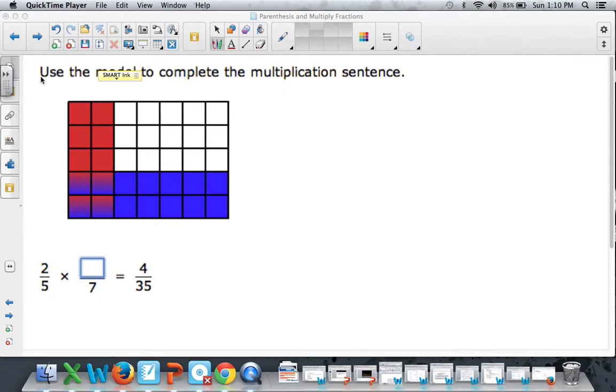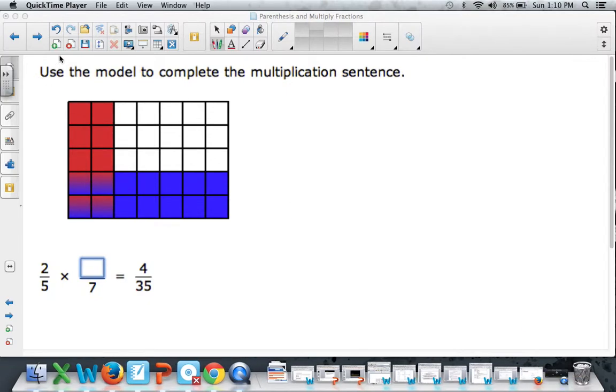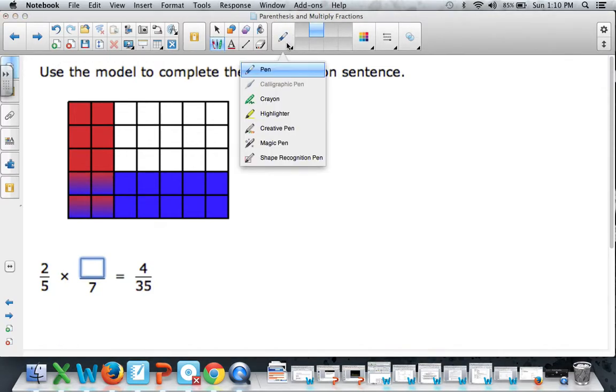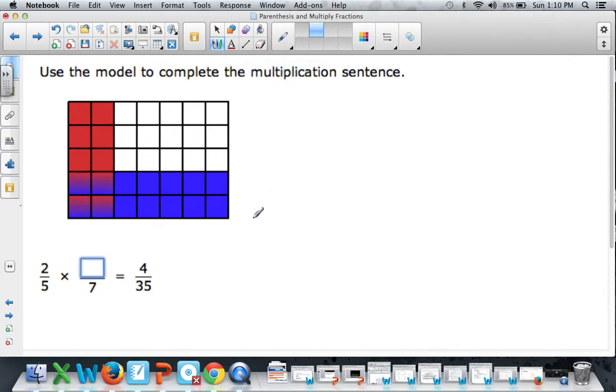Welcome back. All right, now it's time to multiply some fractions. Hooray! Multiplying fractions. Multiplying fractions isn't so hard.